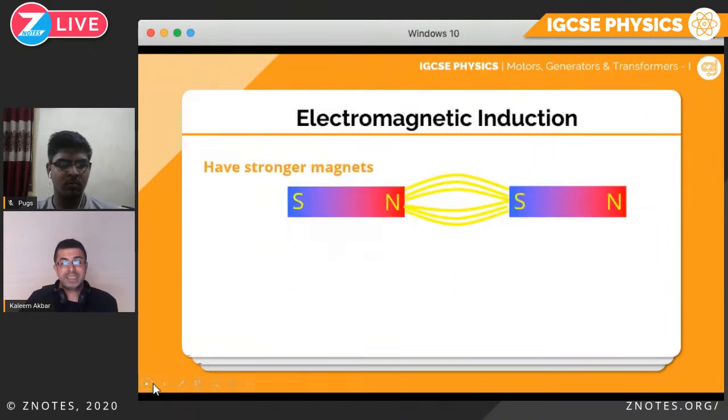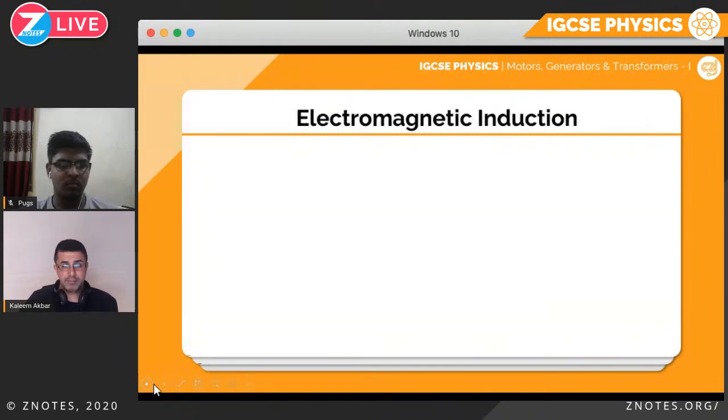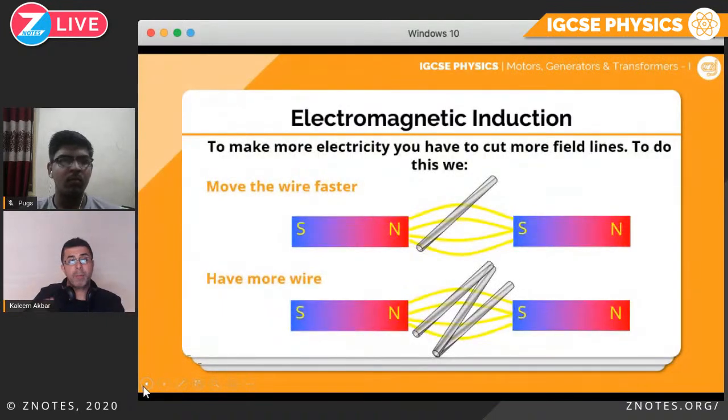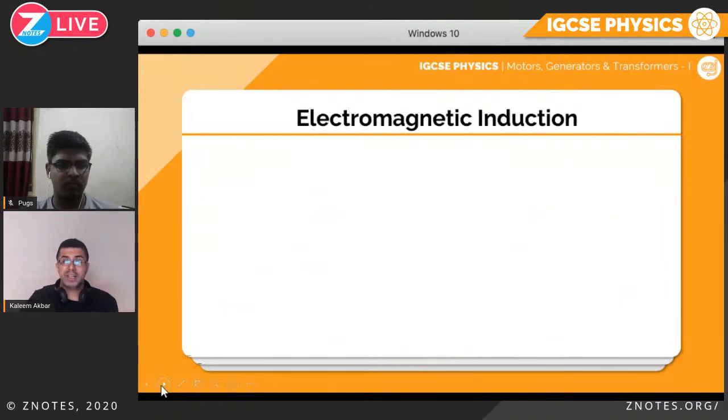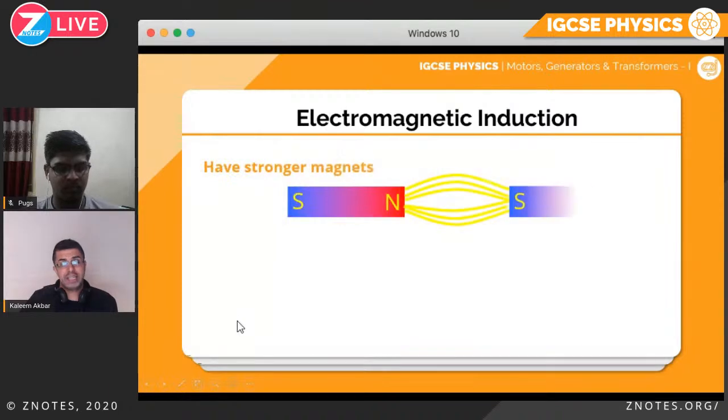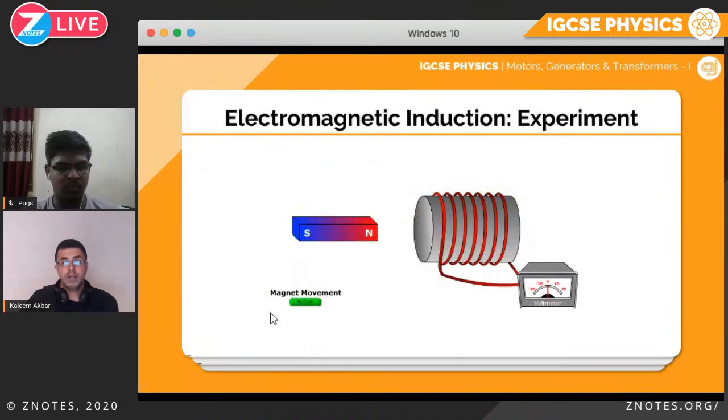So guys, by simply having a stronger magnet, having more wire, in other words, wrapping it like a coil of wire, a solenoid, and moving it really, really quickly, you can increase the current or the induced EMF. So here's an electromagnetic induction experiment. So here what's going to happen is, instead of moving the wire through the magnet, we're going to move the magnet through the wire. And I want you to understand, potato, potato, it's the exact same thing.